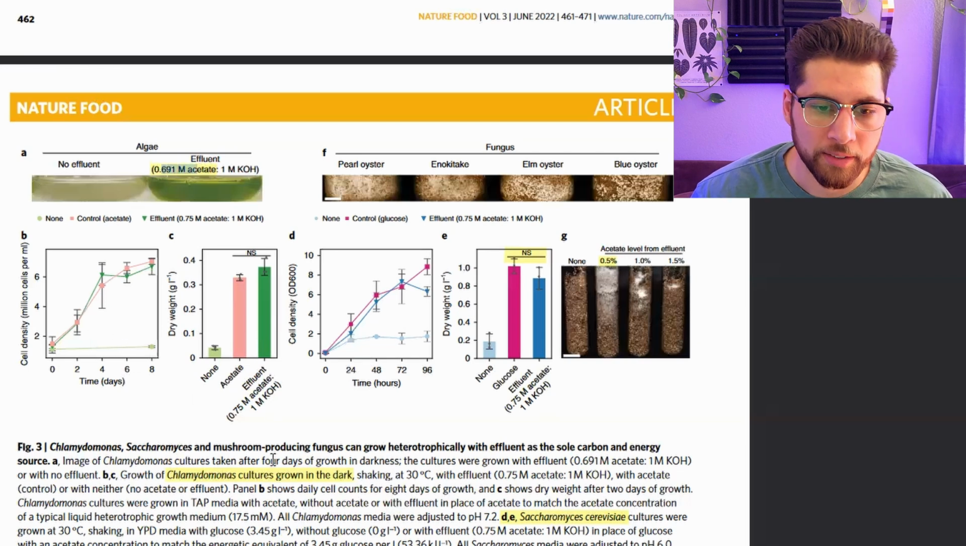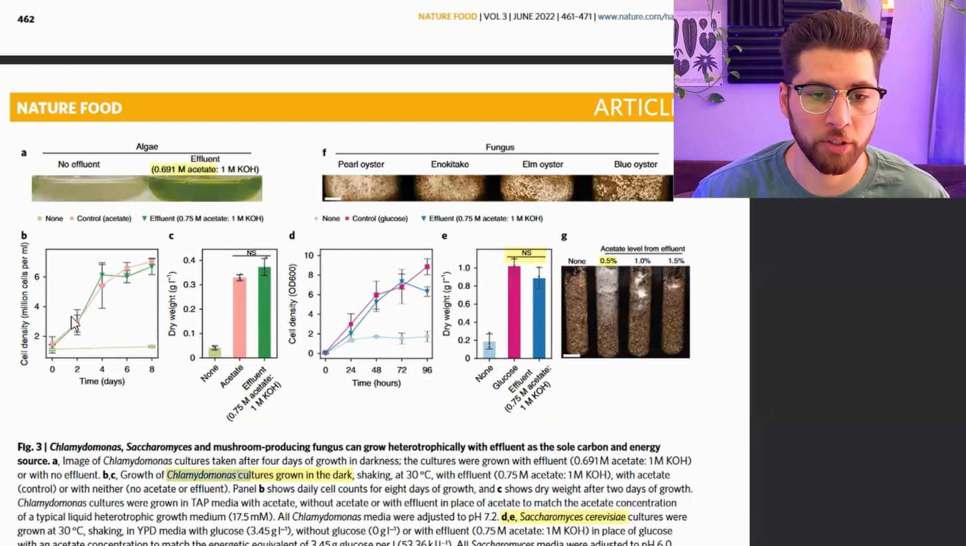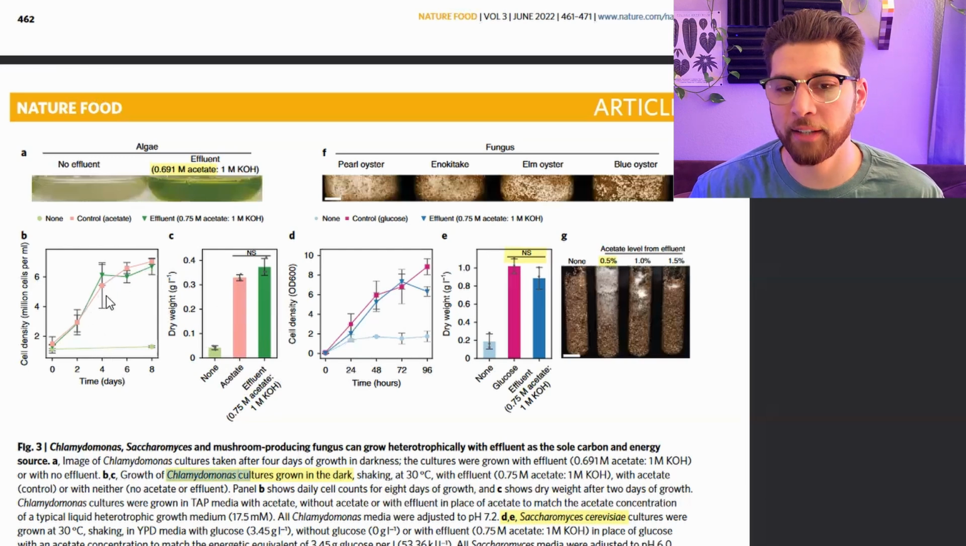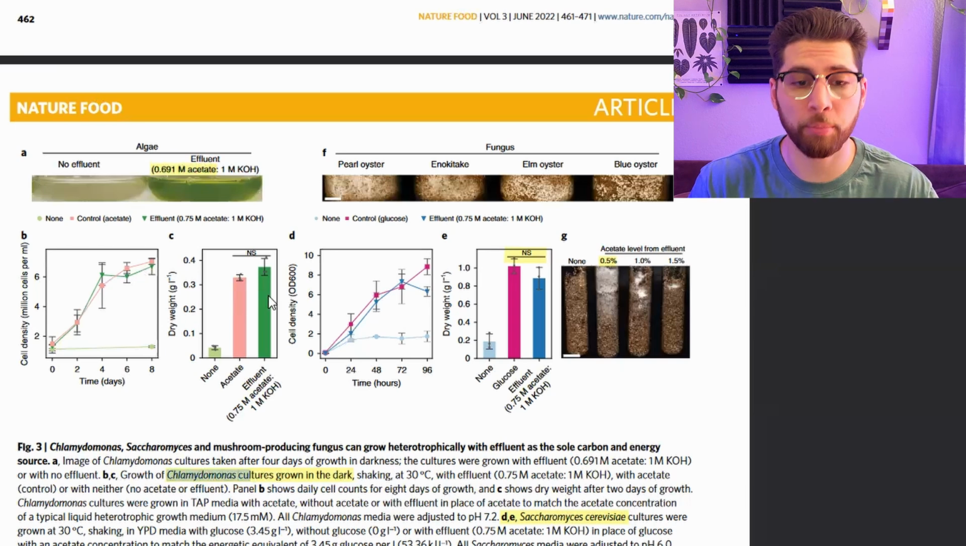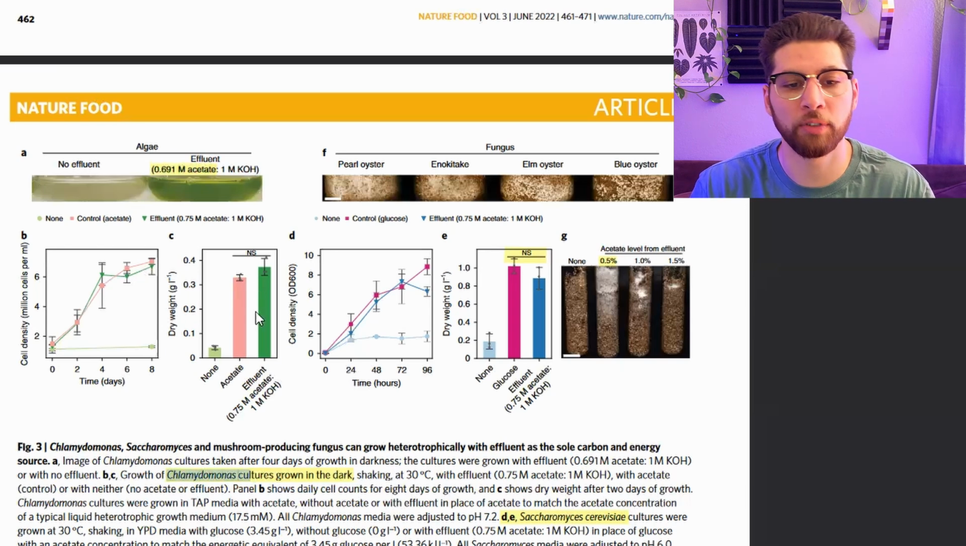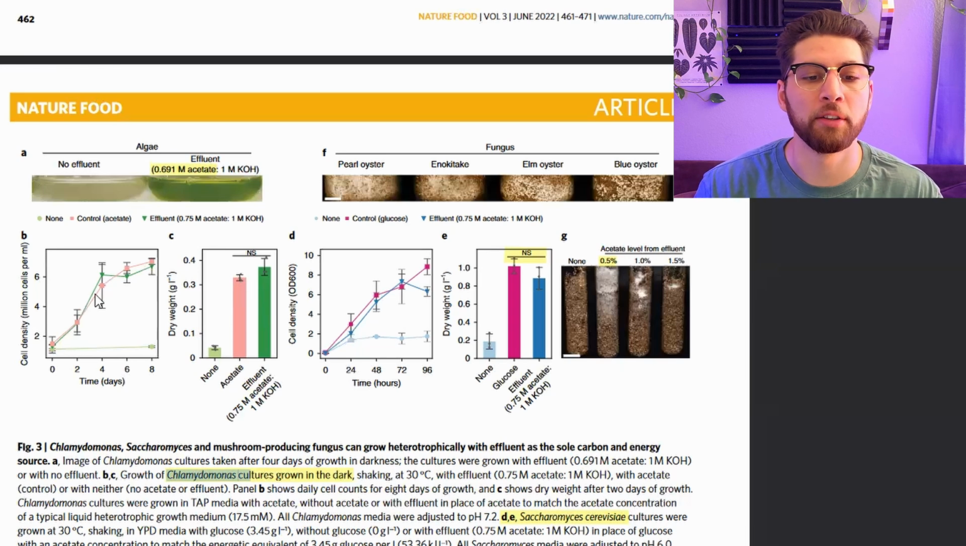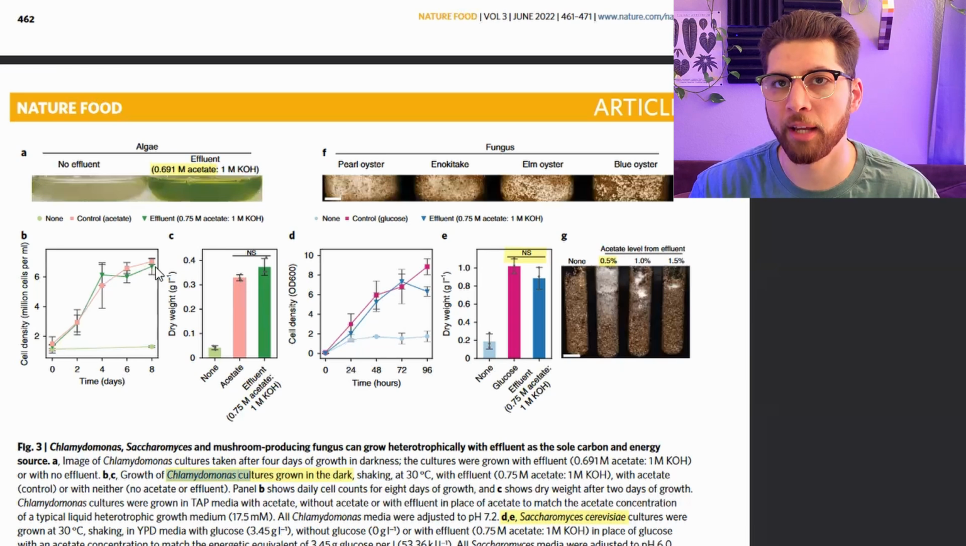So they also tested, this is, let's see, panel B is showing the clammy cultures growing in the dark. So this is acetate versus the effluent. So you can see in the pink, this is just acetate, and then in the green is the effluent containing the side products, right? And you can see there's no significant difference in the dry weight after the growth experiments, and the growth curve looks about the same between the two.